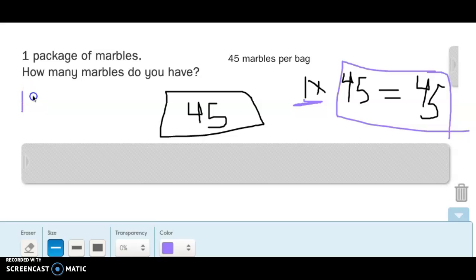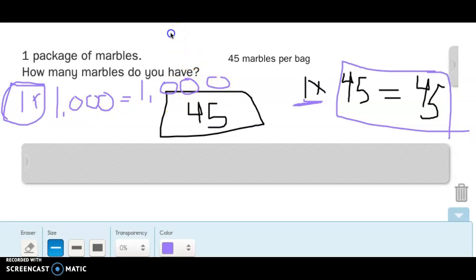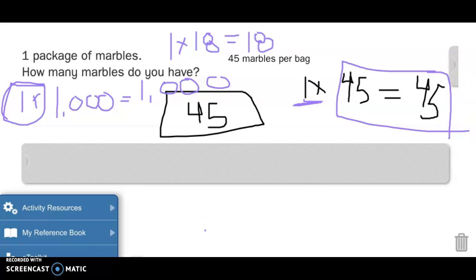You could take 1 times 1,000. Guess what our answer is? If you count 1,000 one time, you get 1,000. Any number times 1 is always that number. So boys and girls, what's 1 times 18? My favorite number. Well, we count this number one time, so it has to be itself. If you said 18, you are correct. Awesome. Let's go on to the next one.